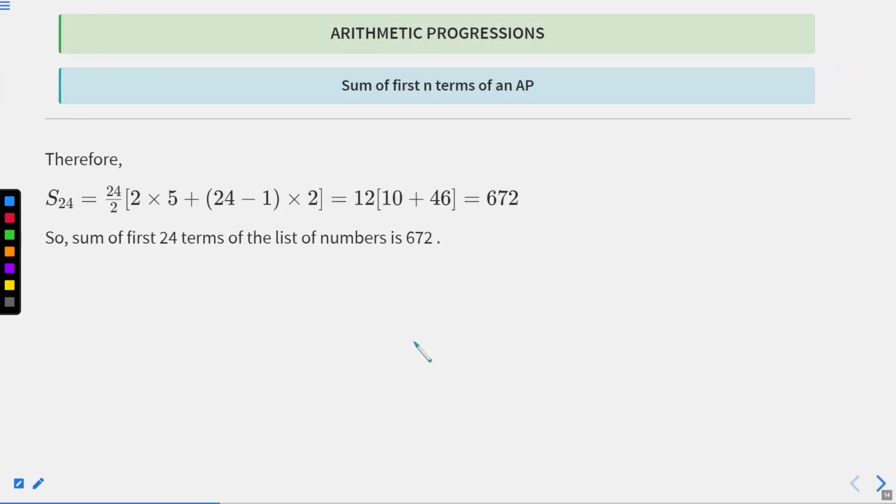Now if we use the formula Sn is equal to n by 2 times a plus n minus 1 times d, therefore S24 is equal to 24 by 2 times 5 plus 24 minus 1 times 2. And this is equal to 12 into 10 plus 46, that is equal to 672. So the sum of first 24 terms of the list of numbers is 672.